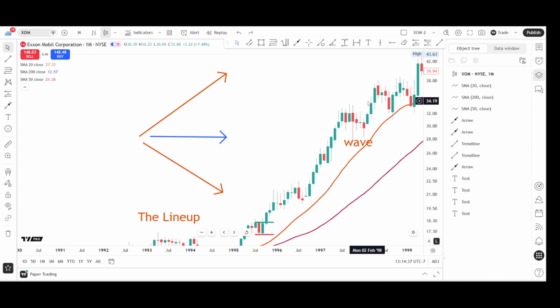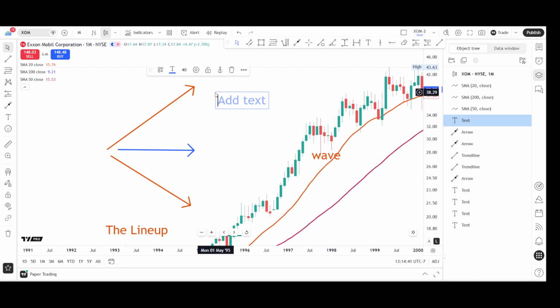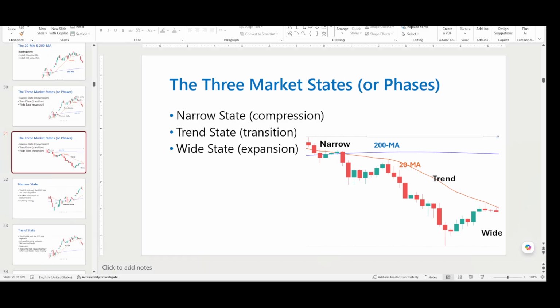All right, traders. So this is going to be the wide state. I just finished the trend state video. If we go back to our PowerPoint, this is the third of three states that the market is in. We go from narrow through the trend into the wide state.